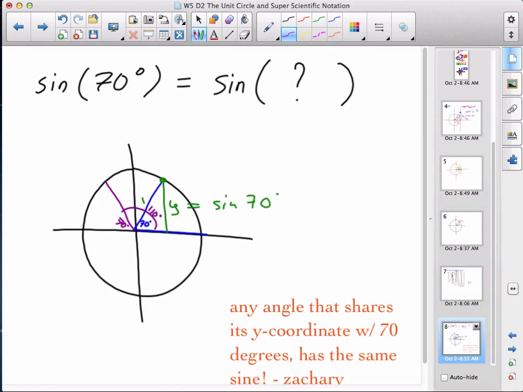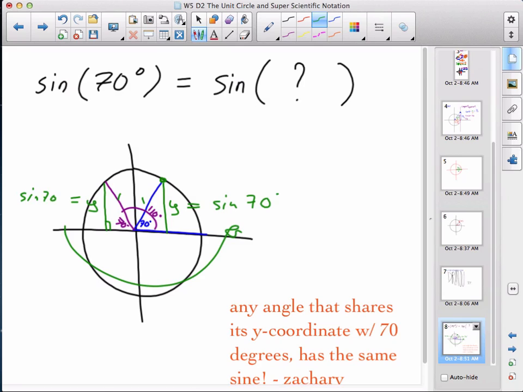So if I were to sketch in a right triangle here, I know the hypotenuse is 1, and this angle is 70. What must be true about these two triangles? This is interesting to me. If I've got an equal side, an equal angle, and an equal angle, what do I know about those two triangles? They're congruent. Yeah, nice. So if the triangles are congruent, what do we know about all their side lengths? They're equal, right? So this y value right here is going to be equal to this y value, and thus equal to the sine of 70.